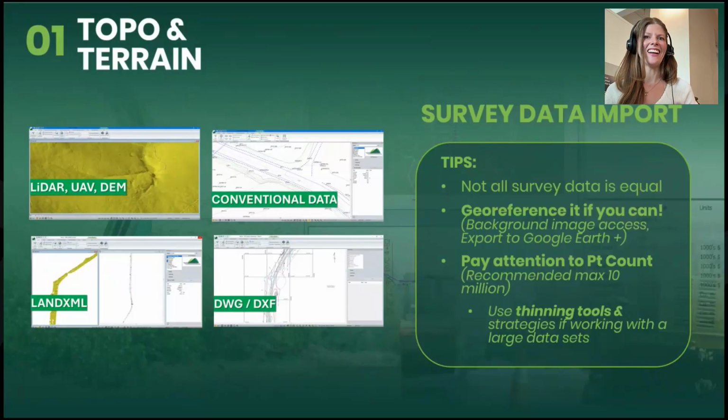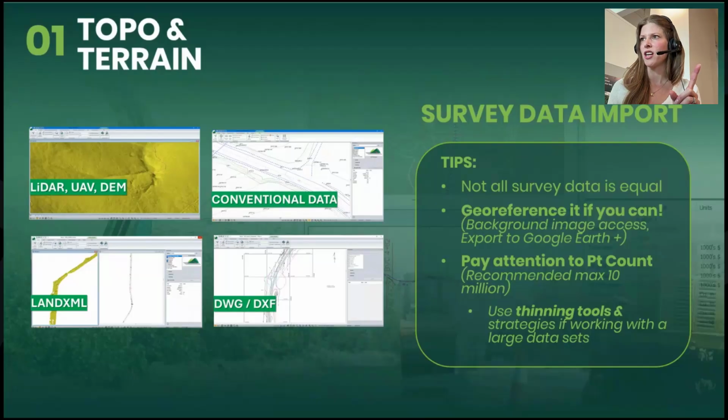And then lastly, again, a topic we're not going to cover, but the LiDAR, UAV, and DEM data that we love and keep seeing more of can have a huge point count. I've seen data sets that are 200-300 million points. Well, that's not feasible when you're working with a design software that is constantly creating and modifying surfaces. So we do recommend trying to get your point count down to about 10 million maximum. Of course, if you're running a fancy computer, that number goes a little bit higher, but be aware of that and leverage thinning tools and strategies if you do have large data in order to keep that point count and file size more manageable.